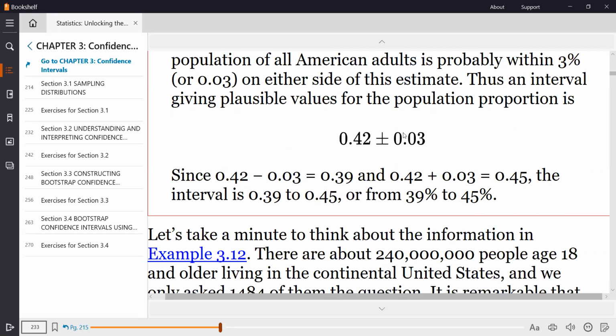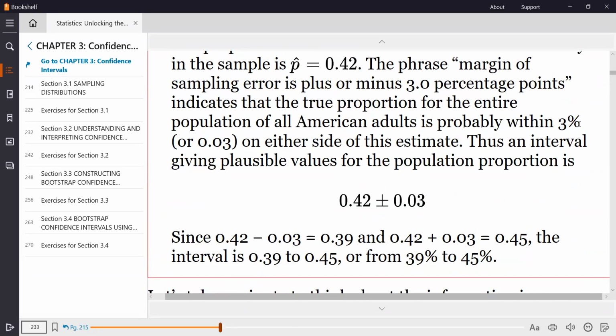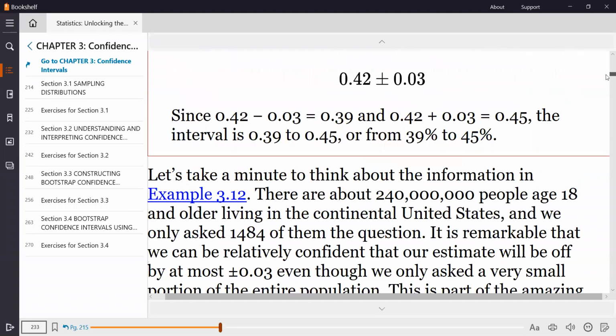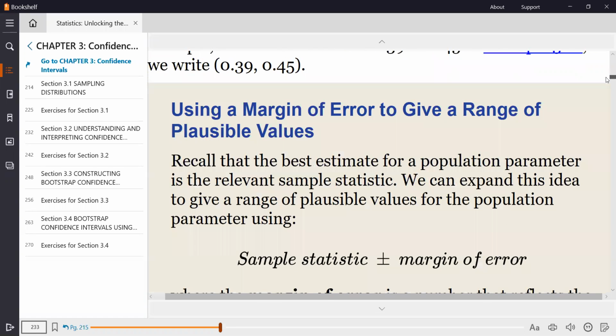Now they already calculated the margin of error for you. You didn't have to use the square root formula and multiply it by 2. They already gave you the margin of error, so you simply added and subtracted it. So you should know how this is constructed. It's not that we're going to be doing it in class, but you should know how this works, how this is constructed.